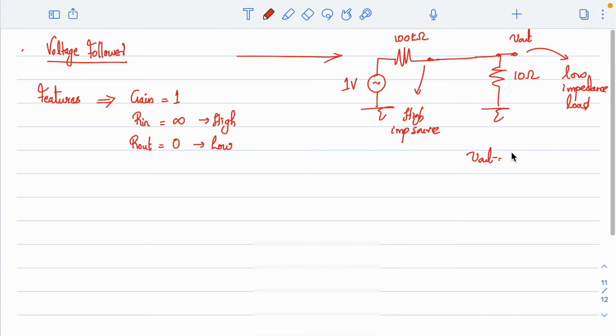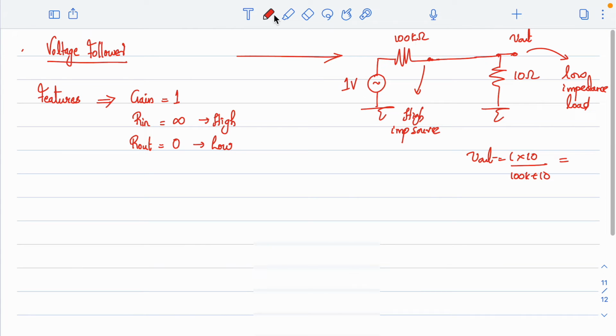What happens if I directly connect? What will be Vout? Vout is equal to 1 into 10 ohms divided by 100k plus 10, which will be very small, right? Even though we have 1 volt, the voltage across 10 ohms will be very, very low. So that means we cannot directly connect a high impedance source to a low impedance load.